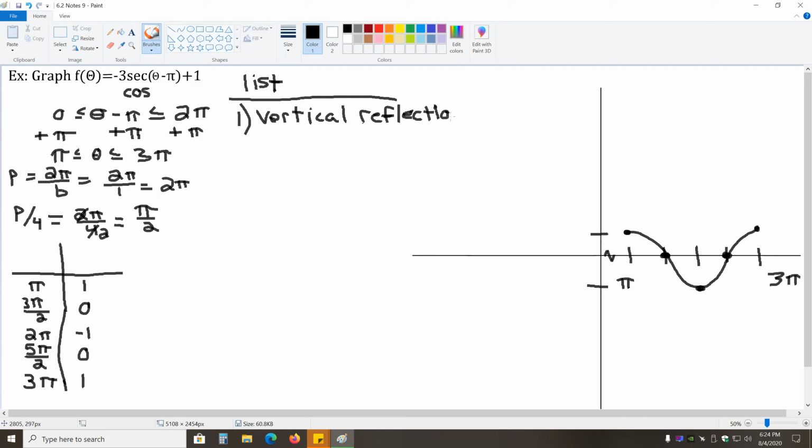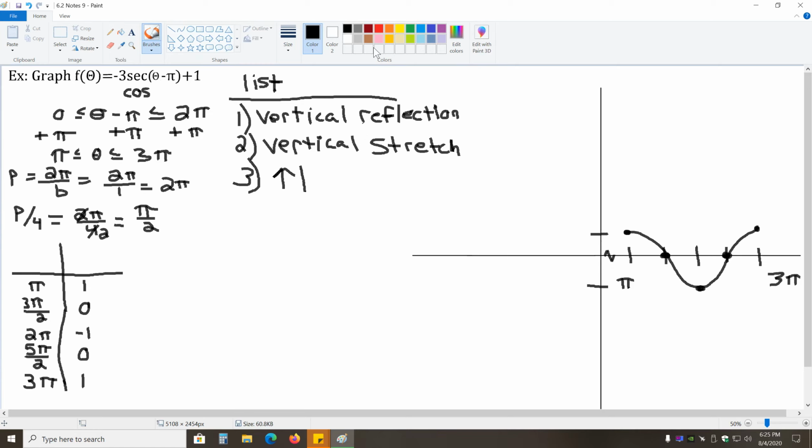From here, we check if we're multiplying by a number between 0 and 1 or greater than 1. Because we're multiplying by 3, a number that's greater than 1, that means we have a vertical stretch. If it were a 1/3, for example, instead of a 3, then that would mean we would have a vertical shrink. And then finally from here we have a +1. That means the entire graph gets shifted up 1.